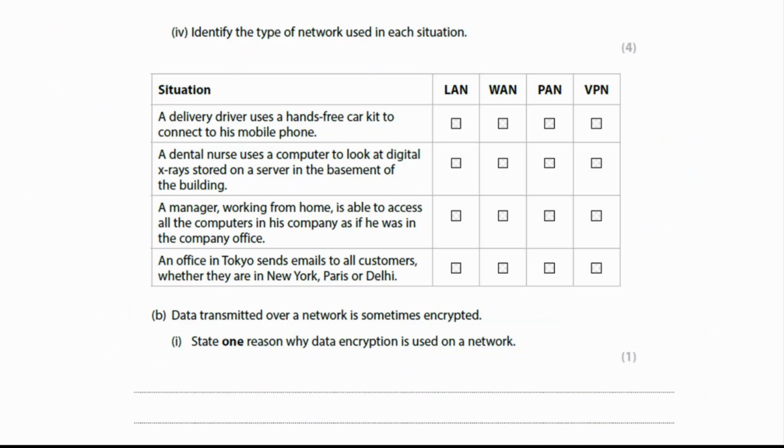Okay, we've got a really easy 4 marker here. We have to identify the type of network used in each situation out of the 4 different types of networks: local area network, wide area network, personal area network, and virtual private network. So the first one, a delivery driver using a hands-free kit to connect to his mobile phone. This is the personal area network because it's in his local vicinity, just on his person, really.